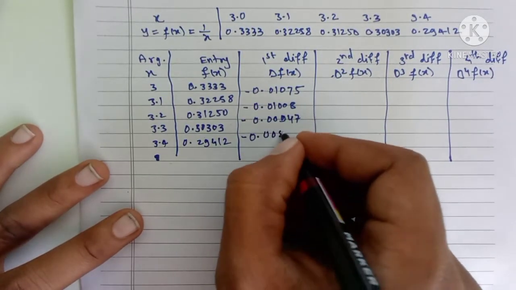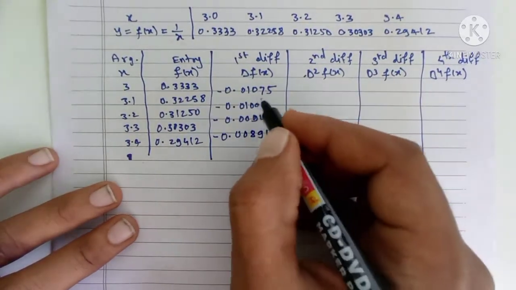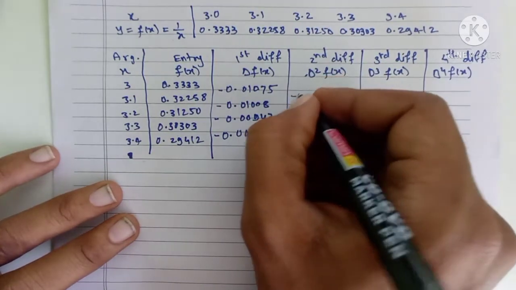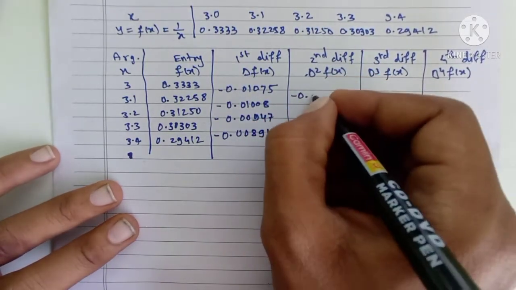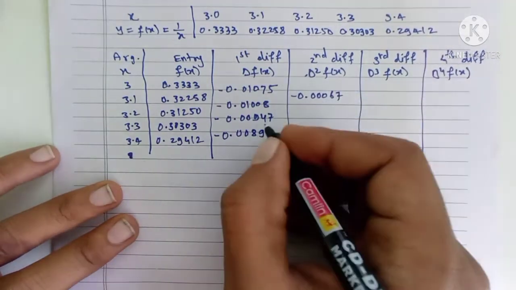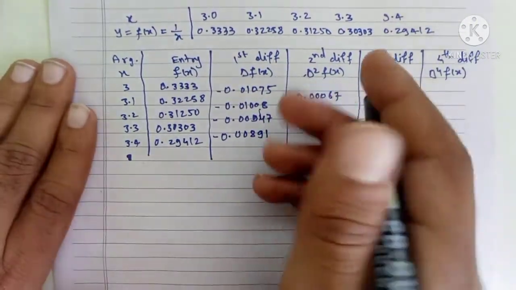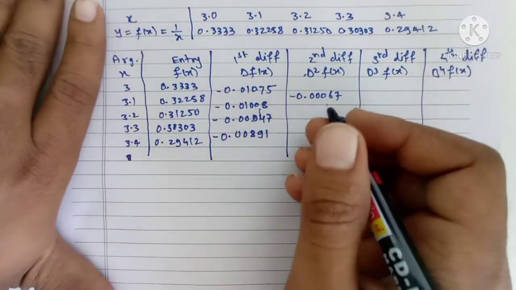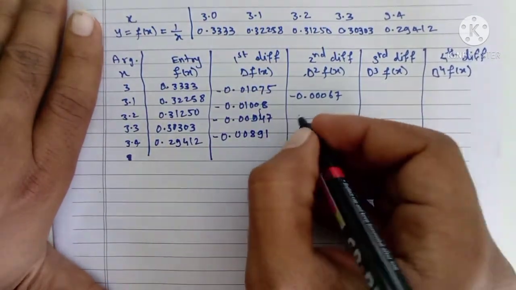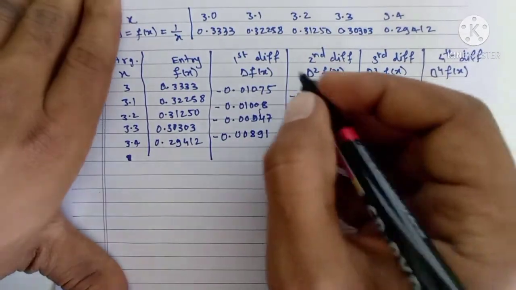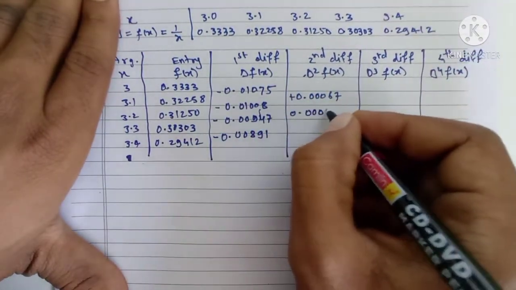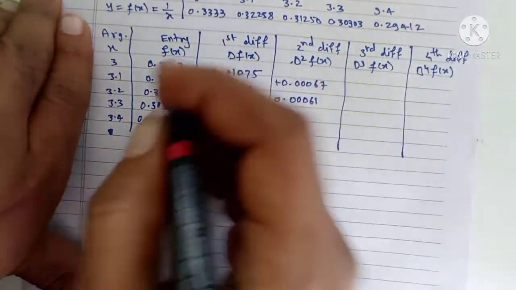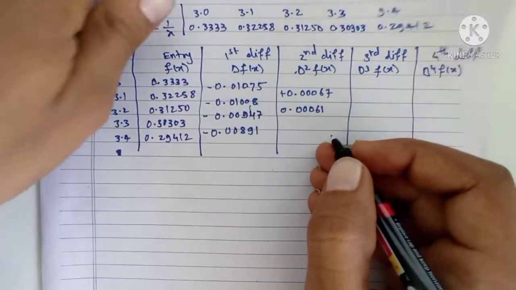Now second difference is nothing but this element minus this element. So it is a positive difference, 0.00067. Now this minus this, so 0.00061, sorry, plus, now 0.00058.